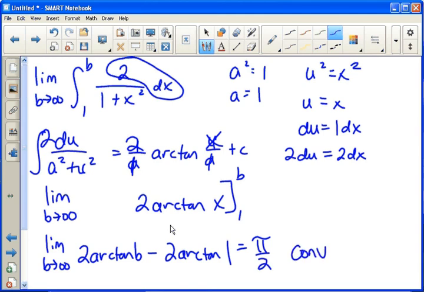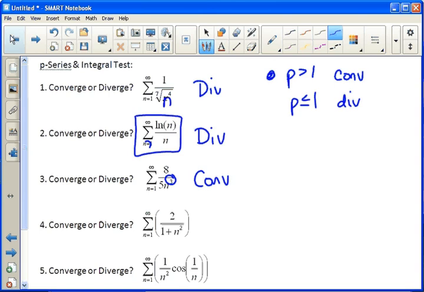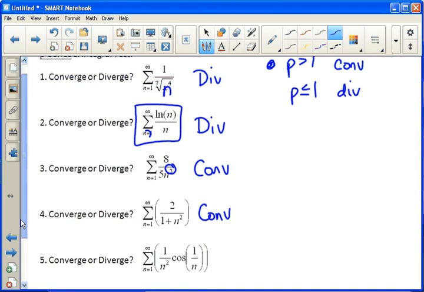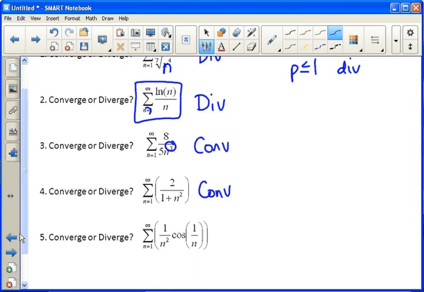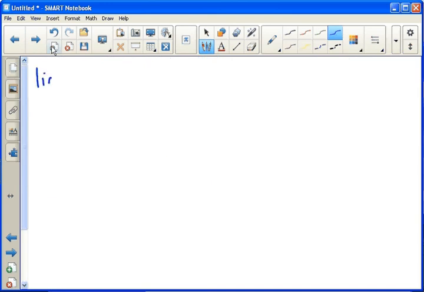Okay, last one for this video we're going to look at down here. Ask whether this converges or diverges. So this is clearly not a p-series, so we're going to have to do the integral test again. We do the limit as b approaches infinity, the integral from 1 to b of 1 over x squared cosine of 1 over x dx.